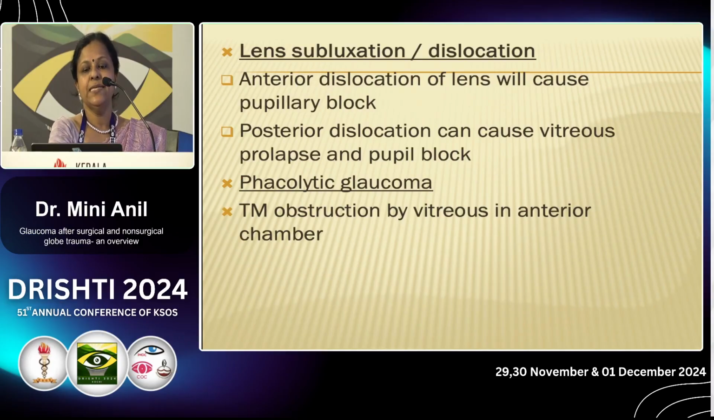Then coming to lens subluxation and dislocation. Anterior dislocation of the lens will cause pupillary block. Posterior dislocation can cause vitreous prolapse and pupillary block. Then phacolytic glaucoma, also trabecular meshwork obstruction by vitreous in the anterior chamber.